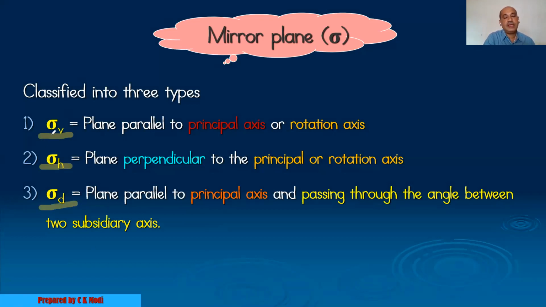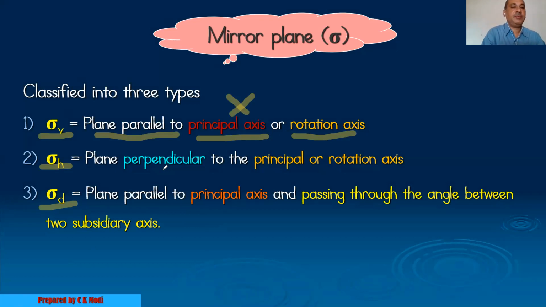Now, sigma V, simply I can say that is the plane which is parallel to the principal axis, or in the absence of a principal axis, it is parallel to the rotation axis.